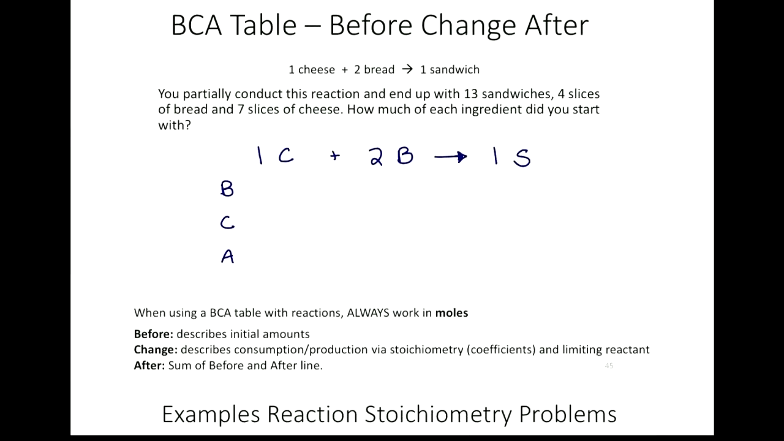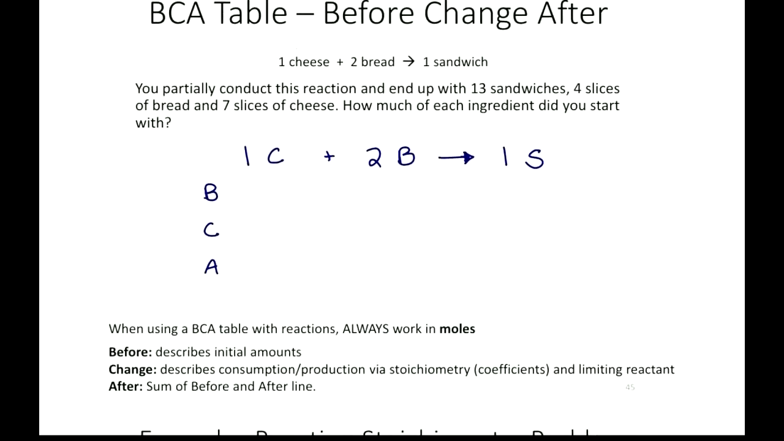So let's do another BCA table, just because I want to prove to you how powerful these tables are. So here's our cheese bread sandwich example again, but a different one. Let's say you partially do this reaction, and at the end, you have 13 sandwiches, 4 slices of bread, and 7 slices of cheese. How much of each ingredient did you start with? So this question's a little bit different. I give you different pieces of information. So here, 13 sandwiches, 4 slices of bread, 7 slices of cheese.